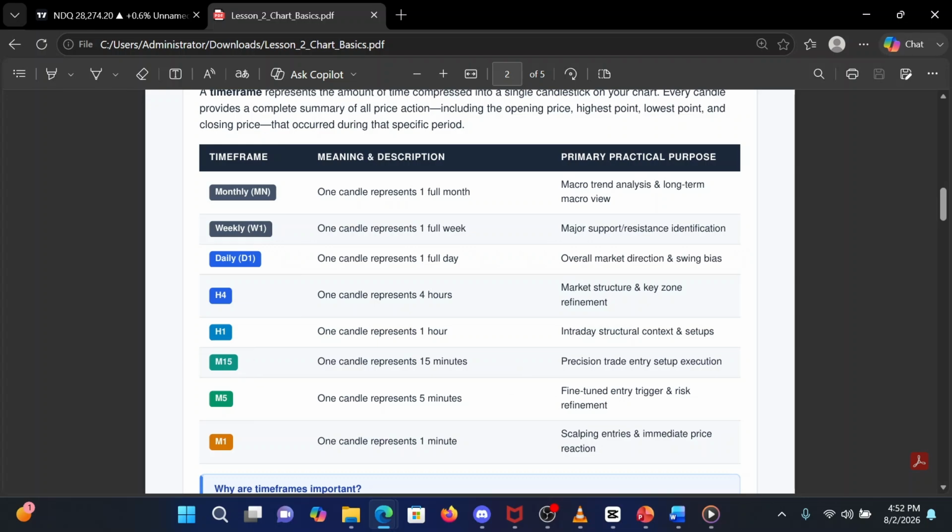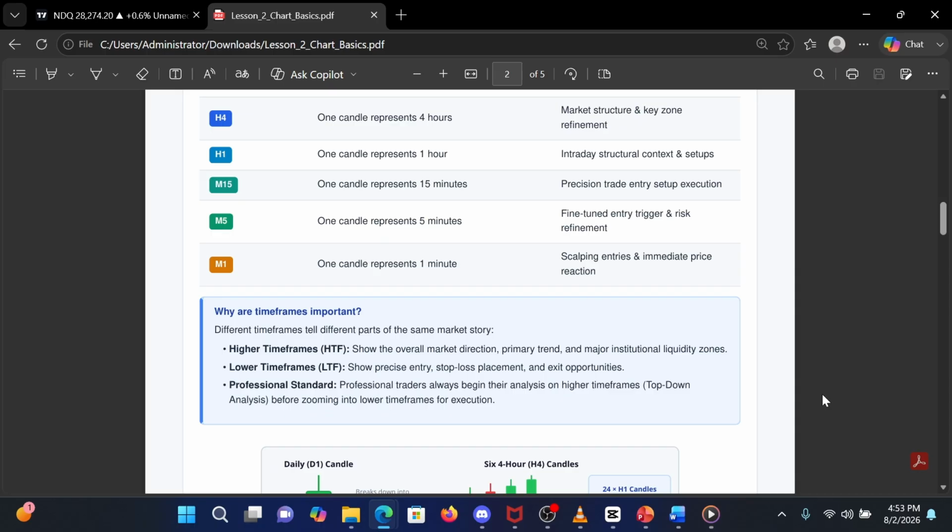Personally, sometimes we also take entries on M15 because there is reduced noise and not much confusion on the M15 time frame. And then you have the M5, where one candle represents 5 minutes, which is for fine-tuned entry triggers and risk refinement. When you want to see how best you can minimize your risk, we use the M5 to refine that. And then the 1 minute candle takes 1 minute to form, and it's for scalpers, people who are doing scalping.